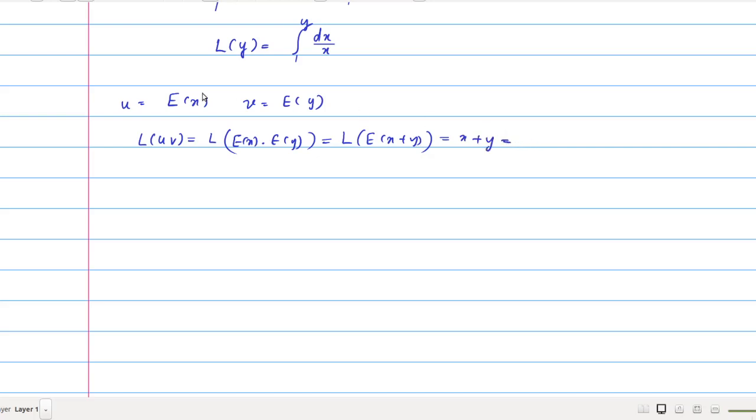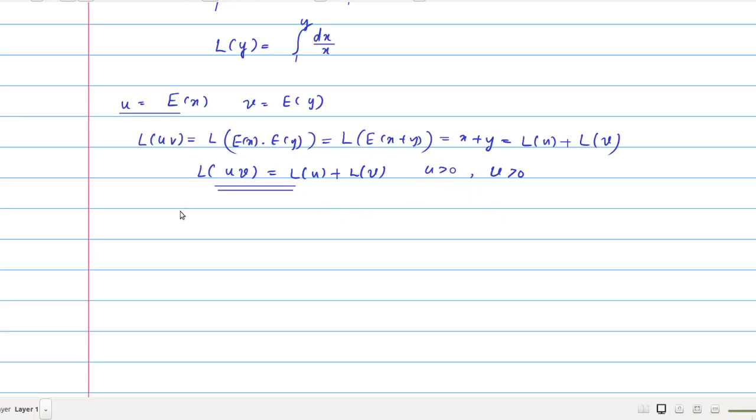X is going to be, by taking L on both sides from this equation, L of u will be L of E of x, that is x. So x can be written as L of u and y can be replaced as L of v. So we have L of u times v will be L of u plus L of v. So this is the property of this inverse function. This is true for all positive values, u greater than 0 and v greater than 0. Okay, so this is a useful equation.